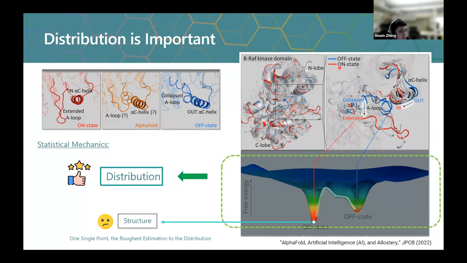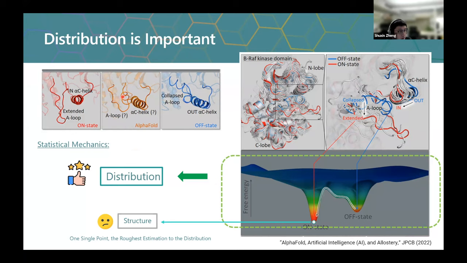The figure shows the energy landscape of the BRAF kinase, which is a representation of the potential energy as a function of the conformational coordinates. The energy landscape has two valleys corresponding to two stable states and a barrier. This is the barrier corresponding to the transition state. The depth of the valley indicates the probability of the state, and the height of the barrier indicates the rate of the transition. Now, if we use AlphaFold2, this is the result given by AlphaFold2.